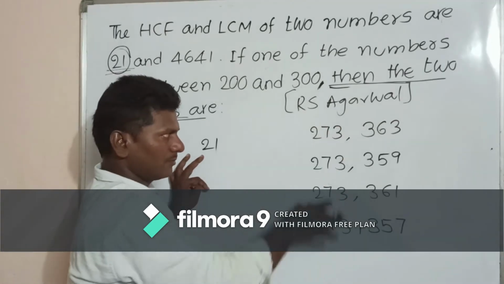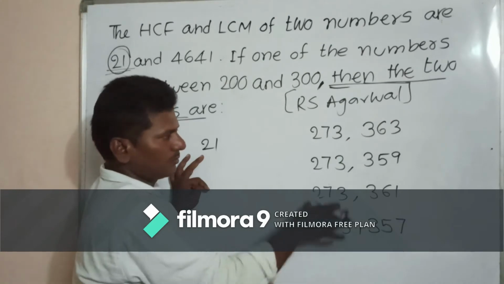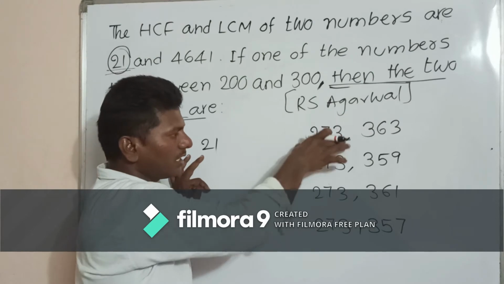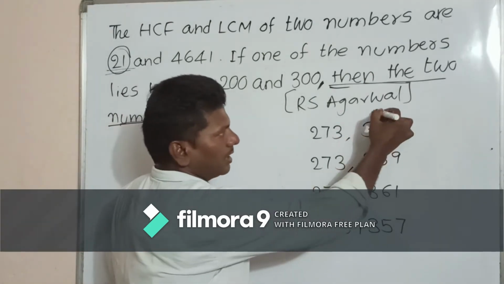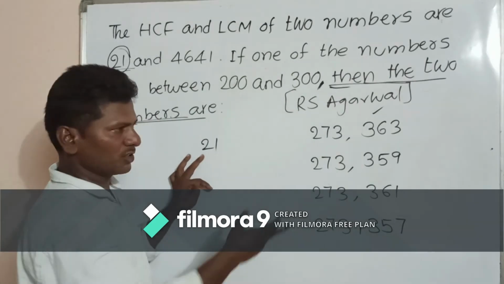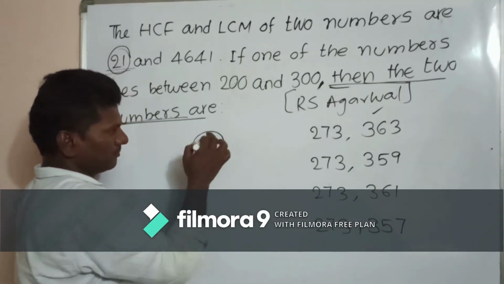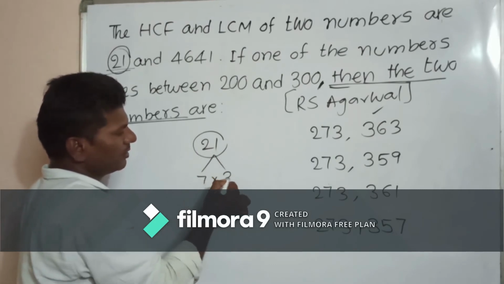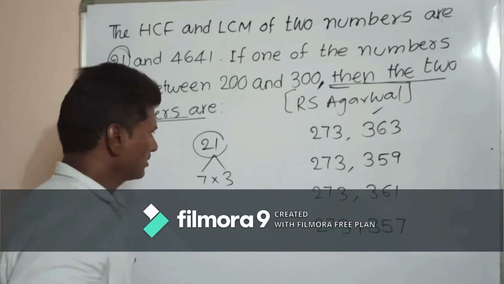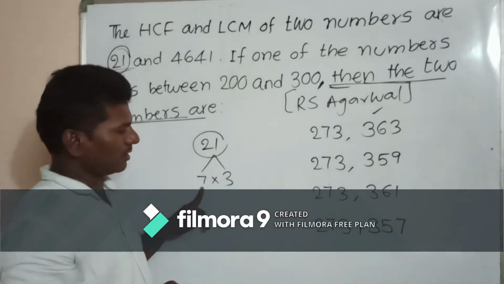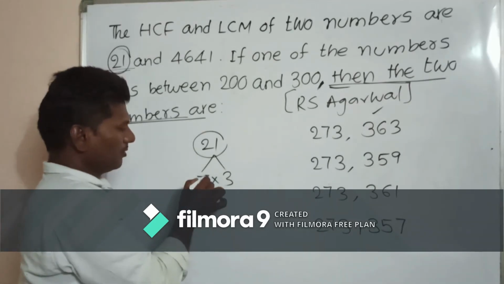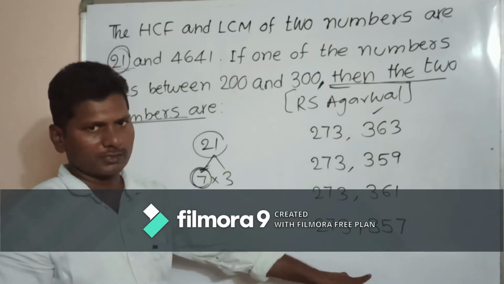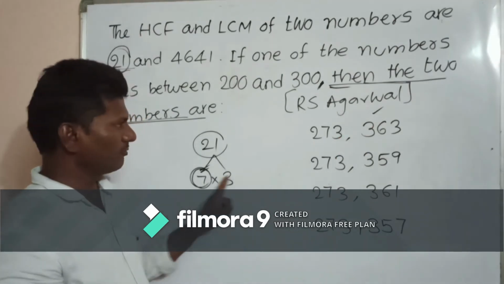If you observe the first column, all the numbers are the same: 273, 273, 273, 273. So we need not check the first column. Only the second column numbers must be checked. The second number must be in the 21 table. 21 table means we can split it into 7 into 3. That number must be divisible by 7 and by 3, but checking only one is enough. 7 is enough. The option which is divisible by 7 will be the right answer.